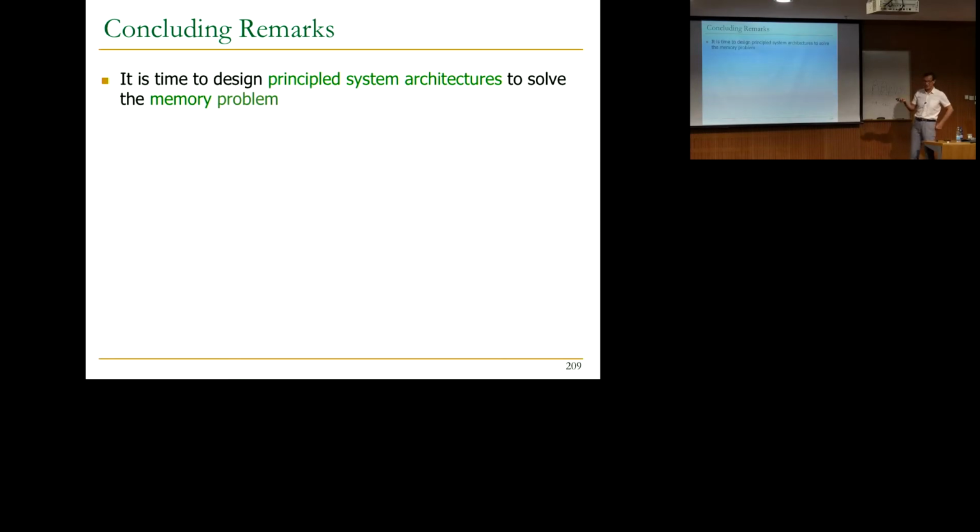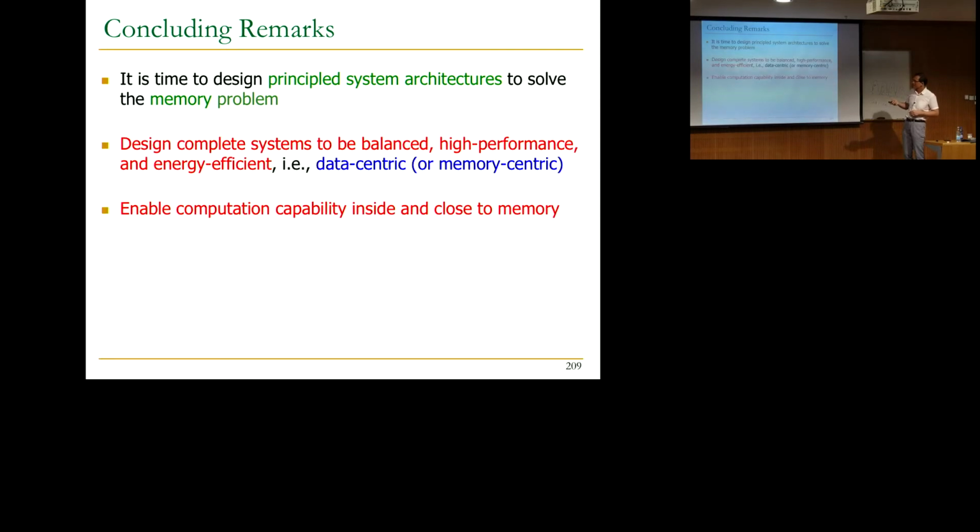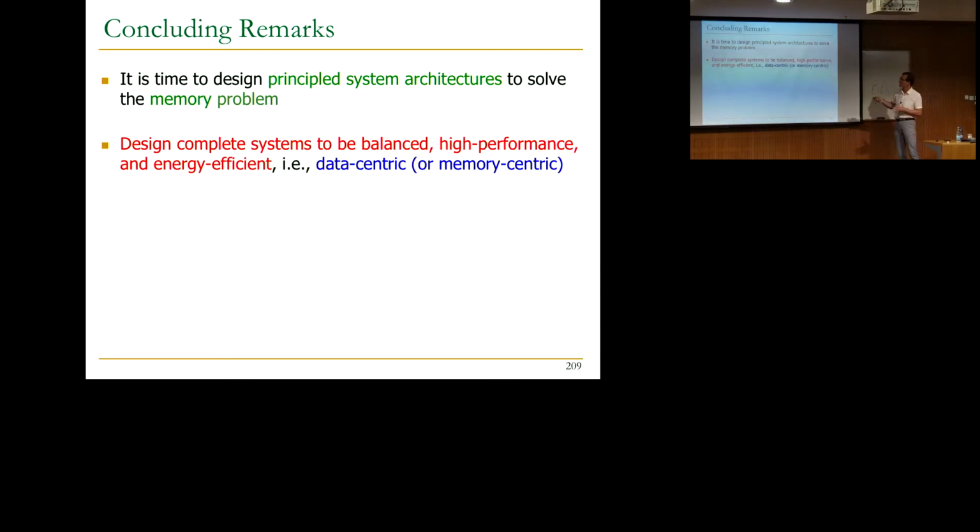Okay. So basically, I believe we need to discover those principles somehow. But I think we're doing something wrong for sure. Basically, we need to design more principled system architectures to solve the memory problem. We're doing something wrong because our designs are very imbalanced today. So we're violating that balanced design principle. Maybe we need to be more balanced. If we enable computation in many different places, we can potentially be more balanced.